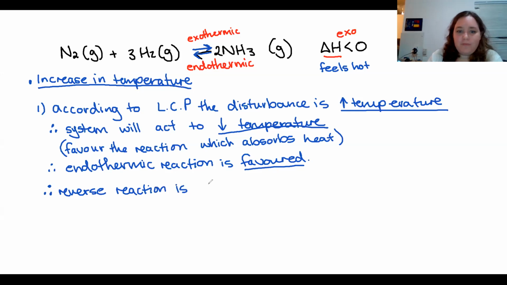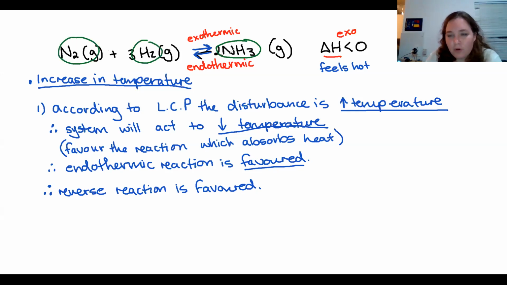is favored. Now, the question may have been about what happens when the reverse reaction is favored: more ammonia breaks down into hydrogen and nitrogen than nitrogen and hydrogen make ammonia. So we're going to be breaking the ammonia down at a faster rate than we're making it if we increase the temperature. All right.